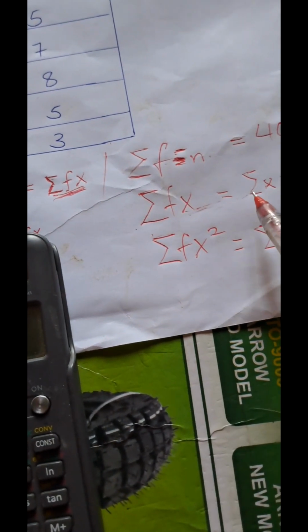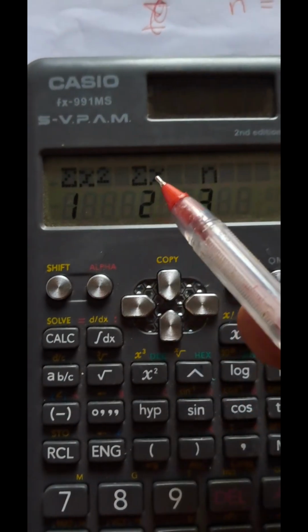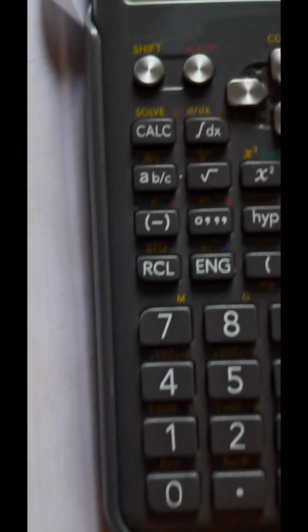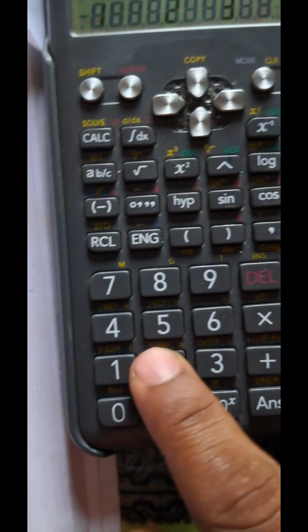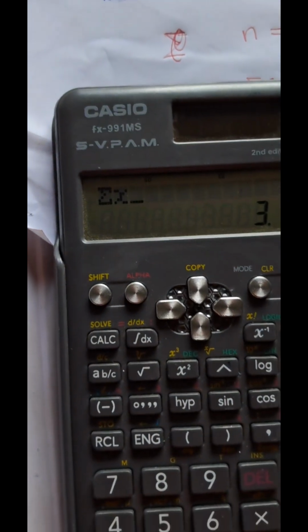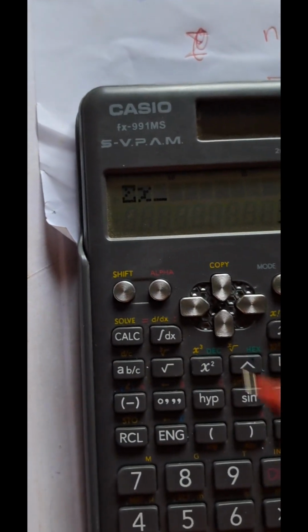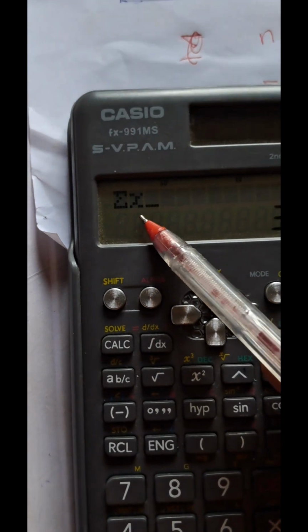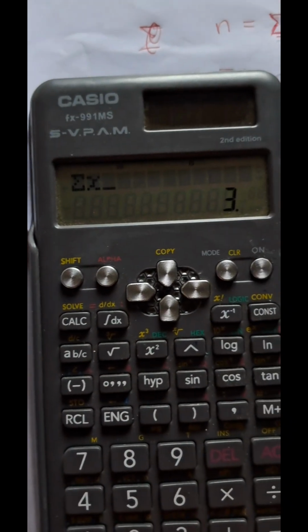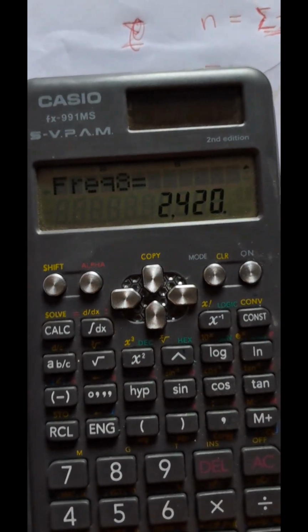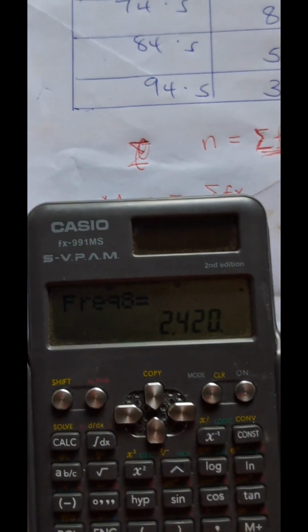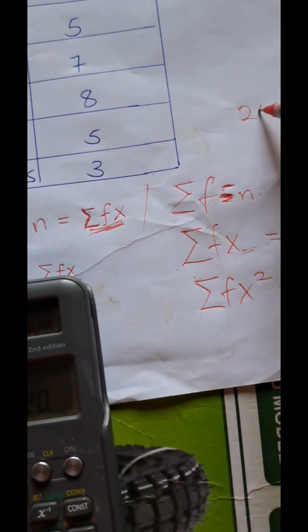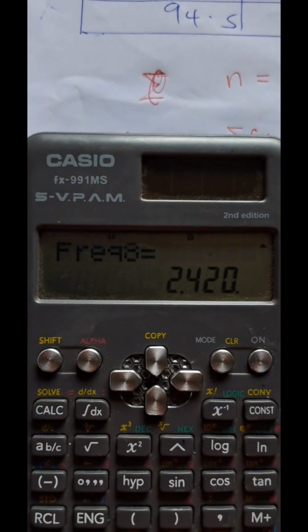Now we shall go to the calc and we choose this point here. As you see, it is x, which is option number 2. So you press 2. Then when you press 2, it shows you summation of x, and you press the equal sign and it will give it to you. So it is 2,420. You record it like that.